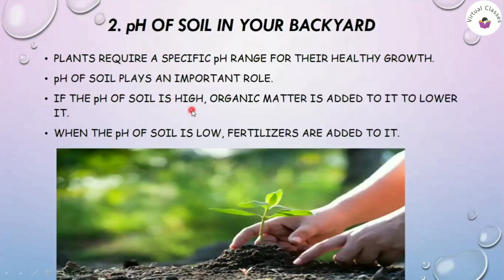If the pH of soil is high, organic matter is added to it to lower its pH. This organic matter gets degraded by the microorganisms which are present in the soil. The microorganisms also release a lot of acid and hence lower the soil pH. While when the pH of soil is low, fertilizers are added to it. Those fertilizers are rich in hydroxide content, hence they increase the pH of the soil. And the soil again becomes fit for plantation.